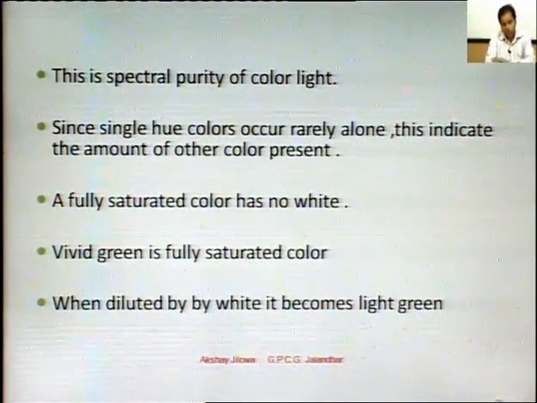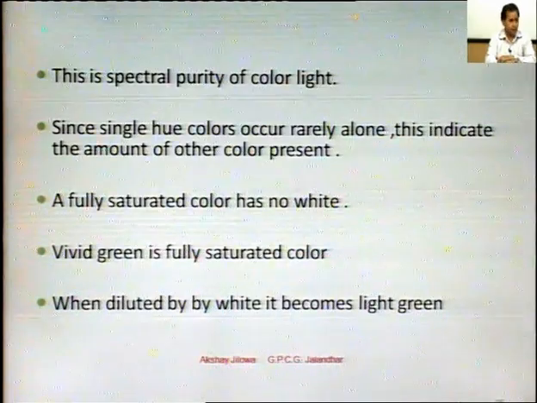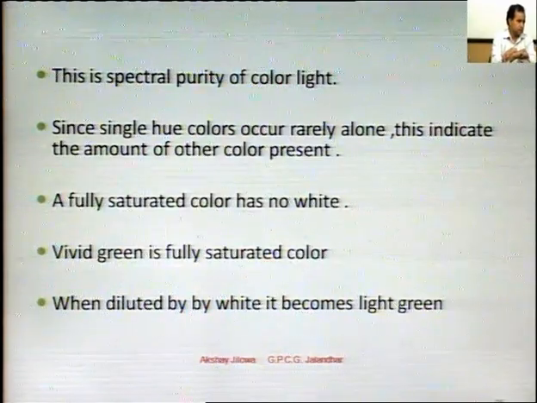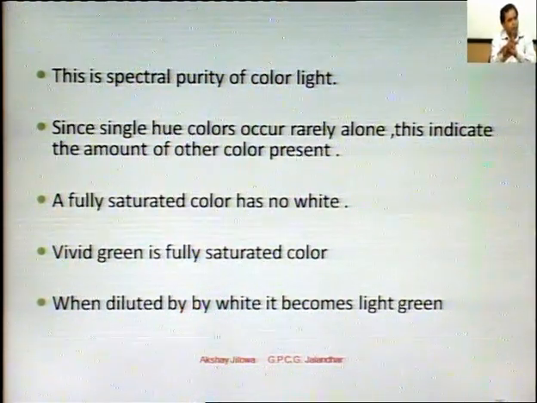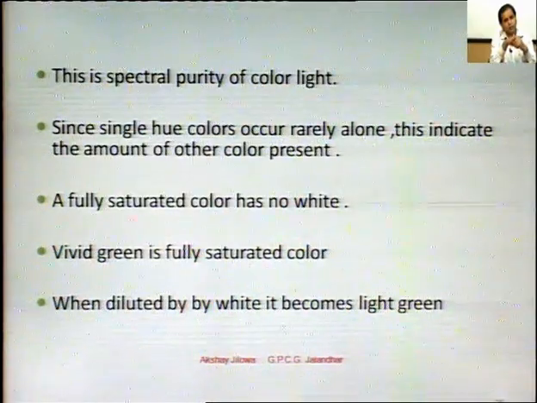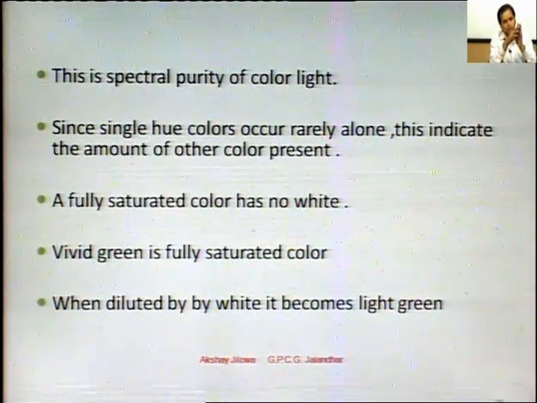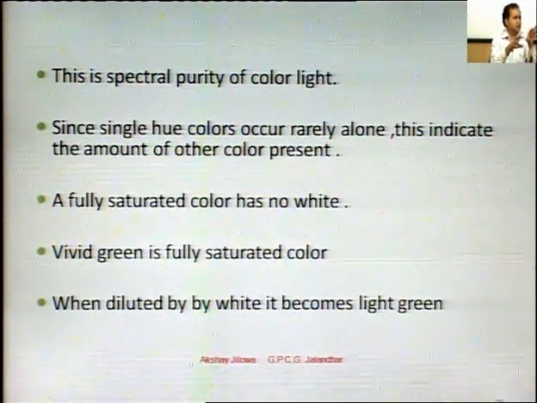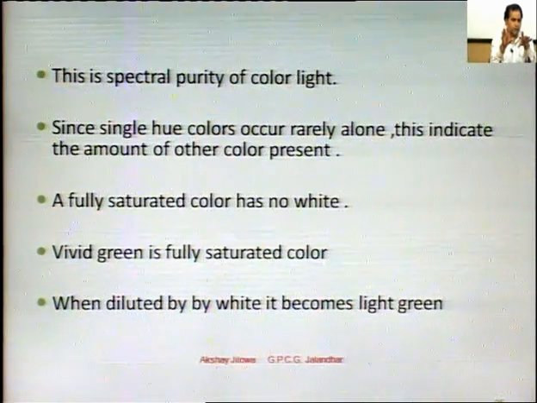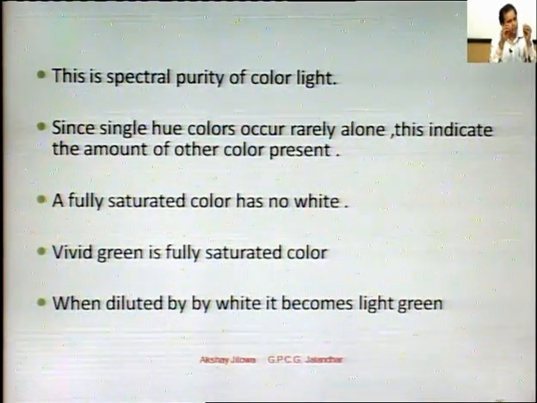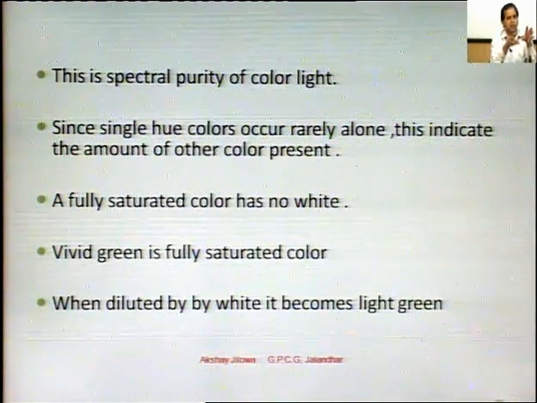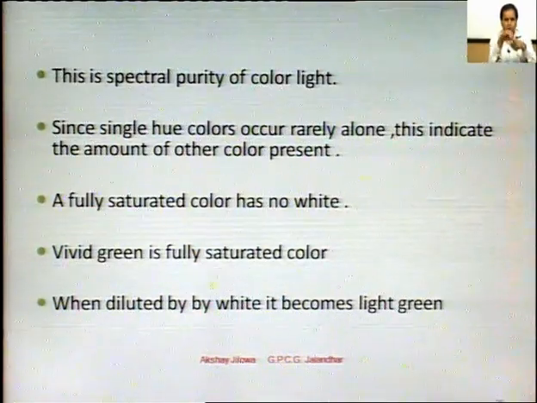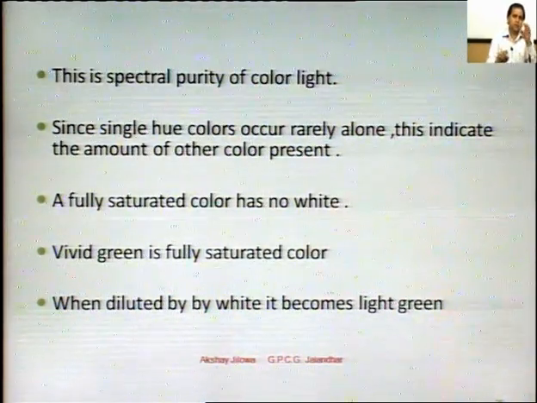When diluted by white, it becomes light green. So, this is very important. Actually, it is how little a particular color is being diluted by white. If it is not diluted by white at all, then it is a fully saturated color, meaning it has no white. It has no white means it is pure color, not diluted by white. If it is diluted by white, it means there are other colors also present there. So, it is not the pure color.